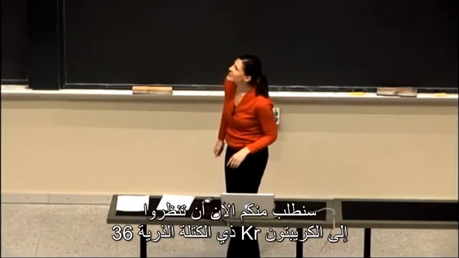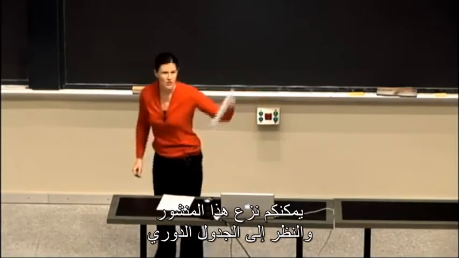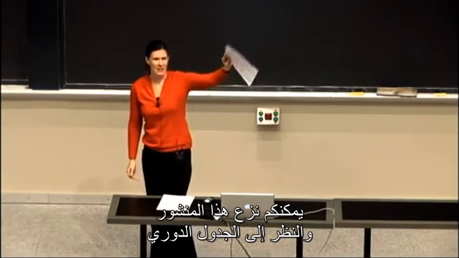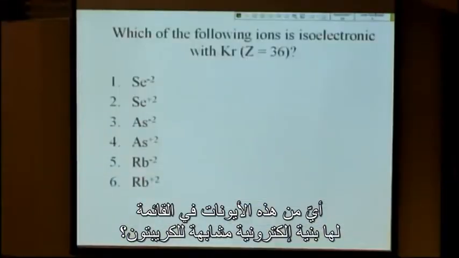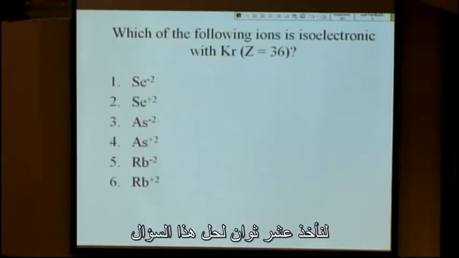And now we're asking you to look at krypton. So the atomic number is 36. You can actually just grab that handout, the second handout on the exam, and look at the periodic table there. So which of the following ions listed is isoelectronic with krypton? Okay, let's take 10 seconds on that.